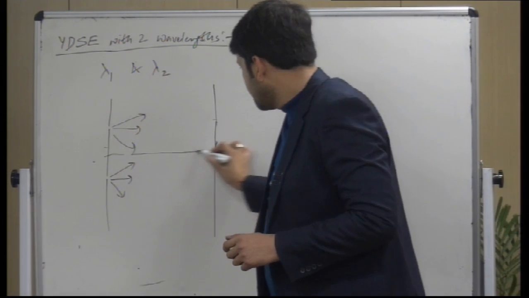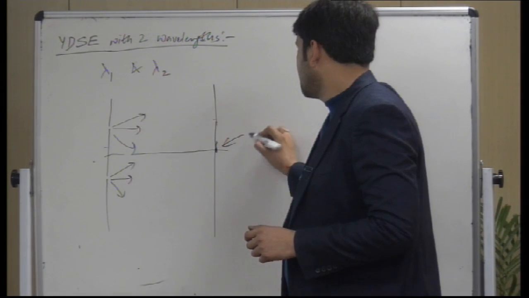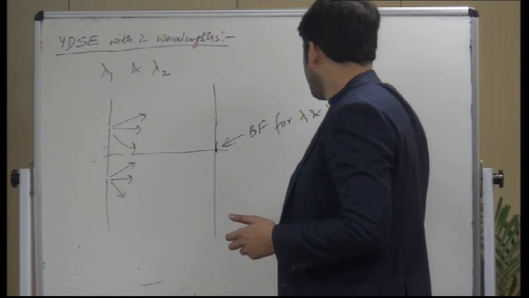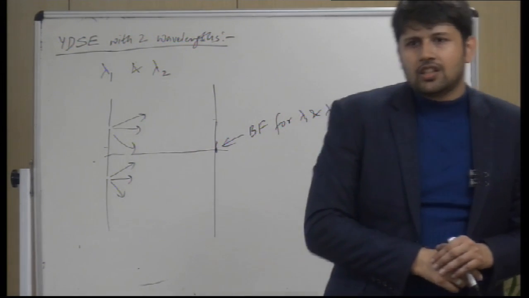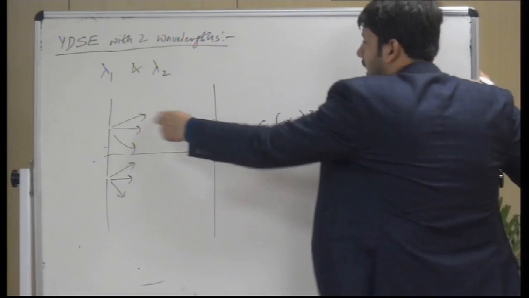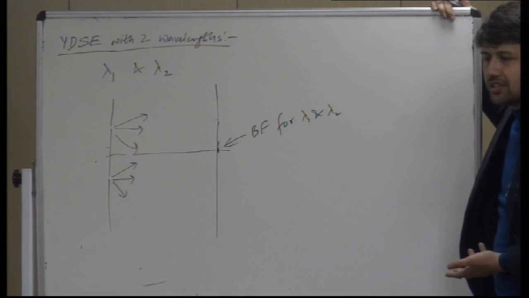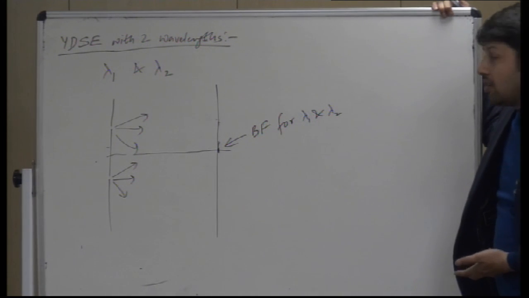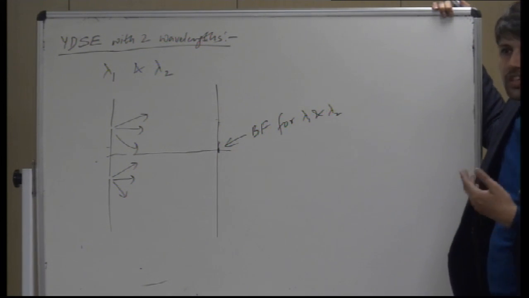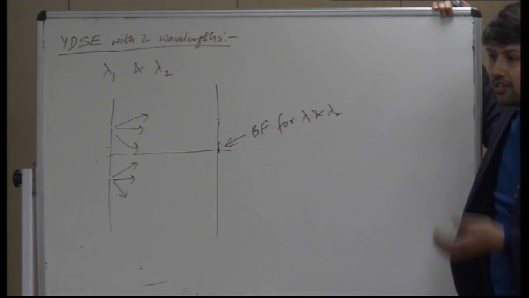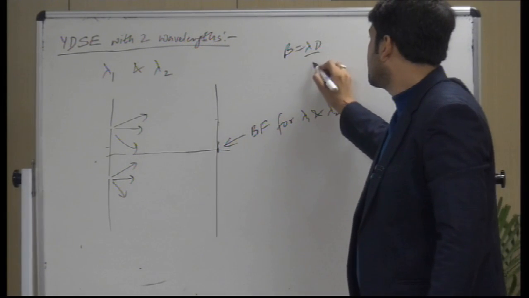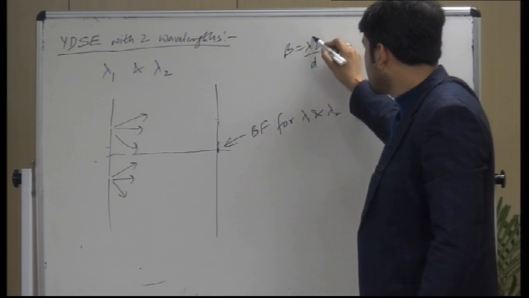At the center, what happens? Bright fringe for both wavelengths, because at the center the path difference due to both would be 0. At the center, the path difference due to lambda 1 and lambda 2 both would be 0. At the center, everything forms bright. The issue comes when you discuss first dark, first bright and so on. Why? Because if you remember, the fringe width was dependent on wavelength.